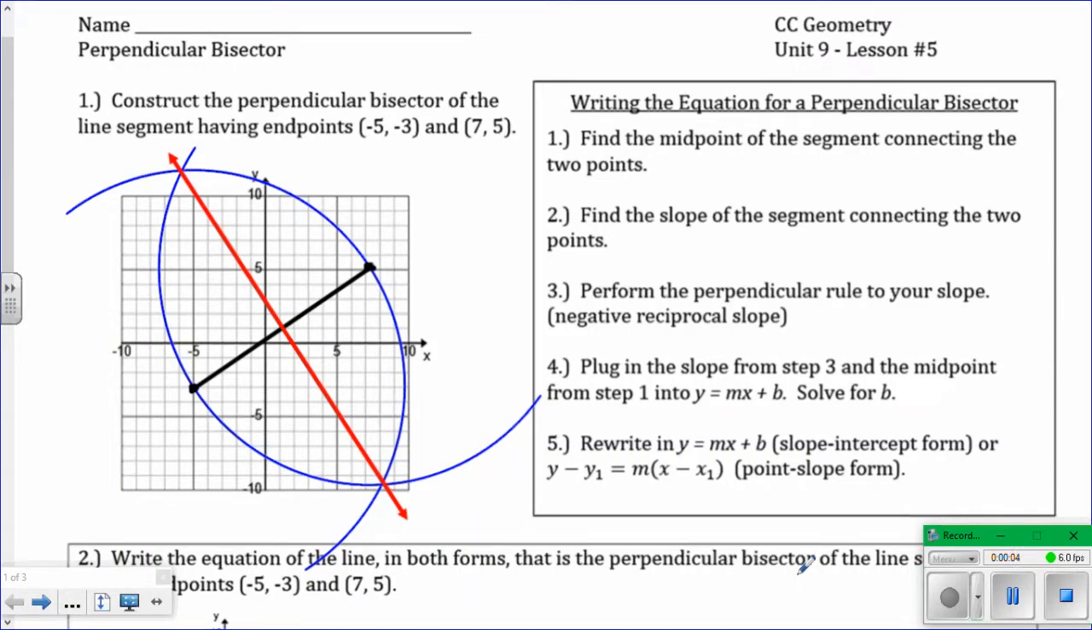This lesson is all about writing the equation of a perpendicular bisector. So number one, I've already completed it, constructing a perpendicular bisector. I graphed those two endpoints. I connected them to form a segment.